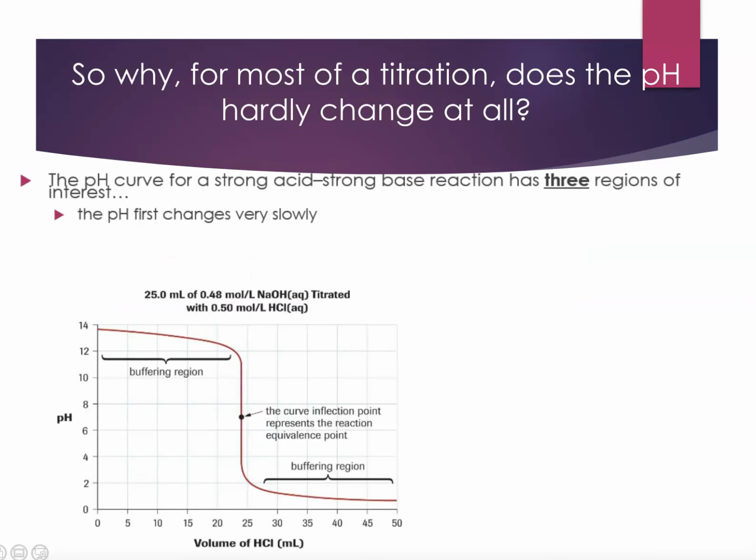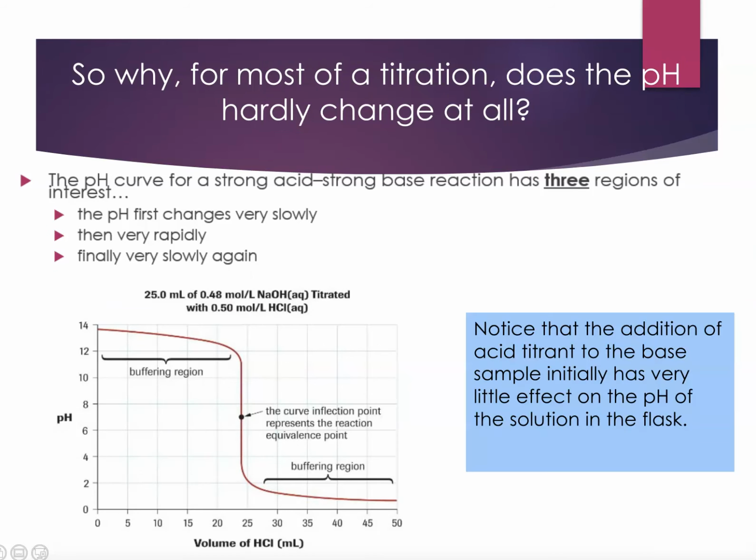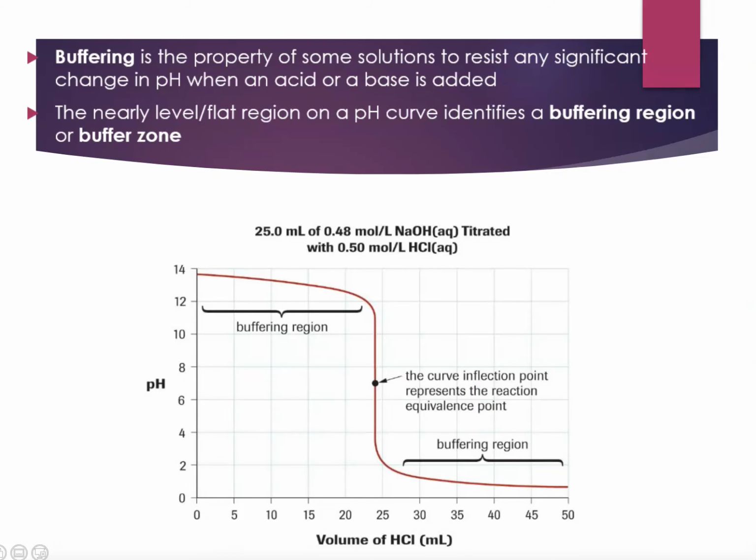Notice how pH curves have three different regions. They begin with a gradual pH change, followed by a rapid change, and then a slow change in pH at the end. The nearly flat regions of the titration curve, where the pH changes very little, are called the buffering regions.